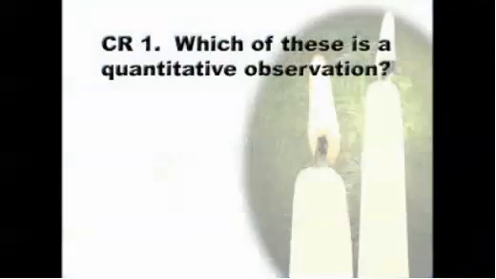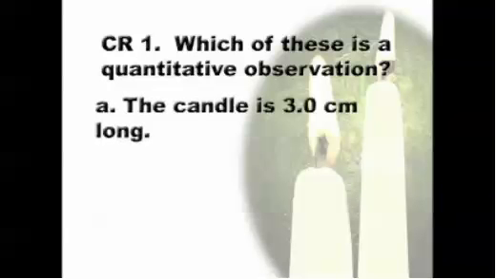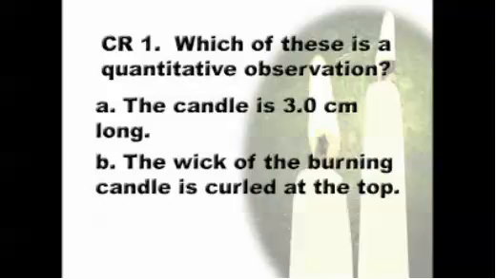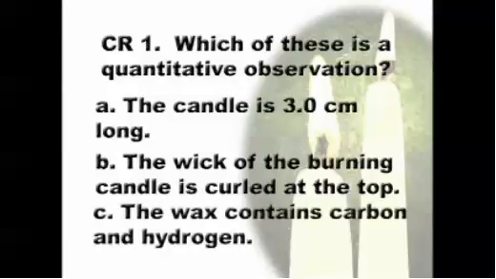Here's cumulative review question number 1. Which of these is a quantitative observation? A. The candle is 3.0 centimeters long. B. The wick of the burning candle is curled at the top. C. The wax contains carbon and hydrogen.